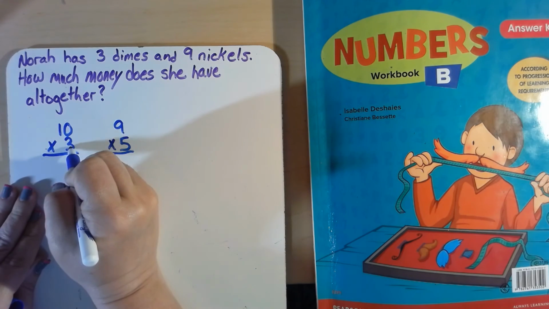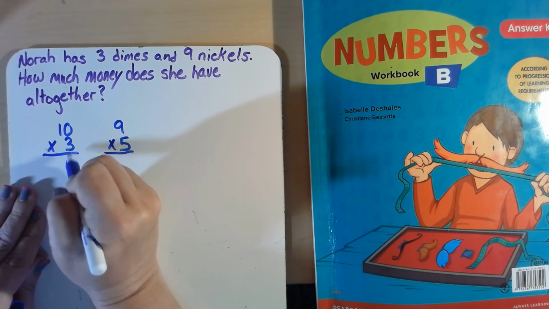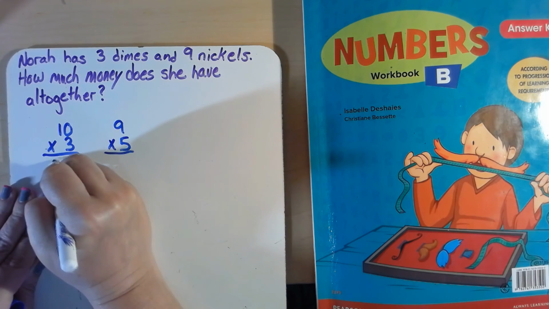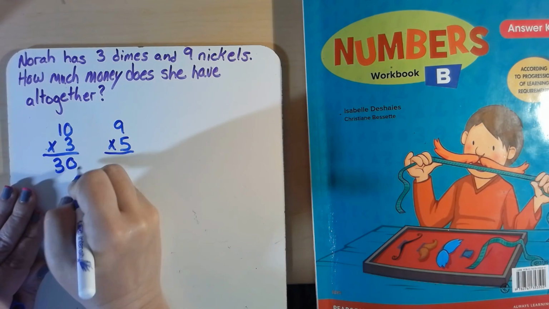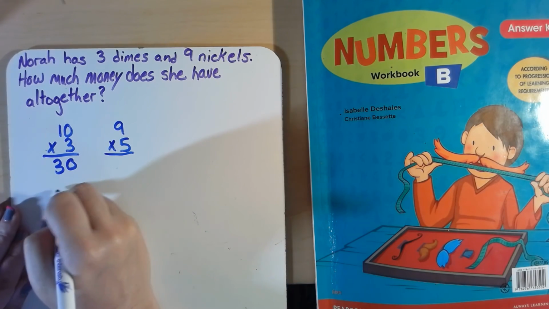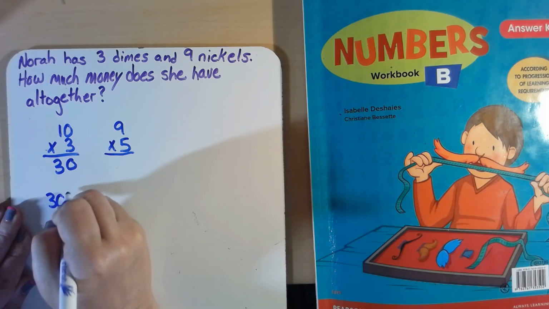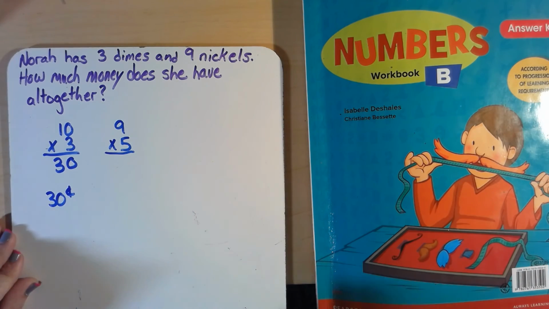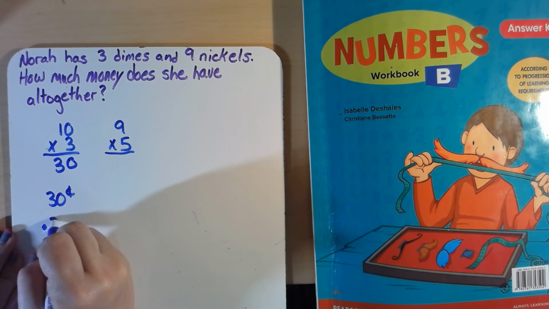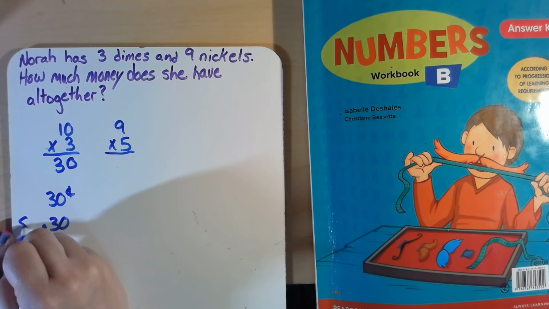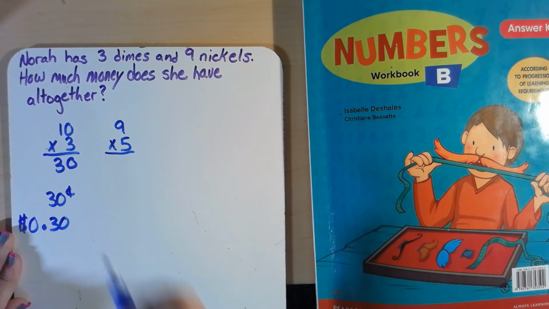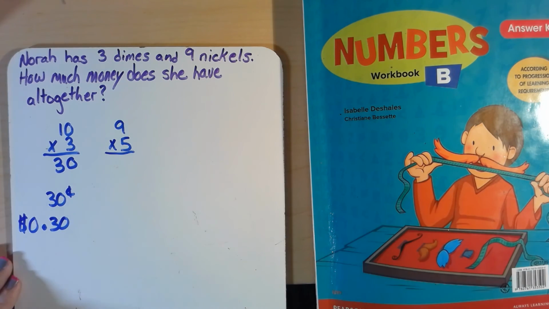So we have 3 times 0 is 0. 3 times 1 is 3. So here we have 30 cents, or decimal point 30 dollars. They equal the same.